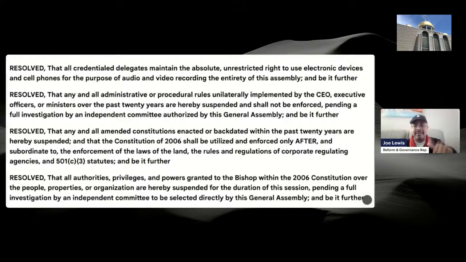And the last paragraph is that the authorities and the privileges and the powers granted to the bishop in the Constitution of 2006 over the people, the organization, and its properties also be suspended pending a full investigation by an independent committee that is to be selected by the actual General Assembly members themselves. Next frame, please.